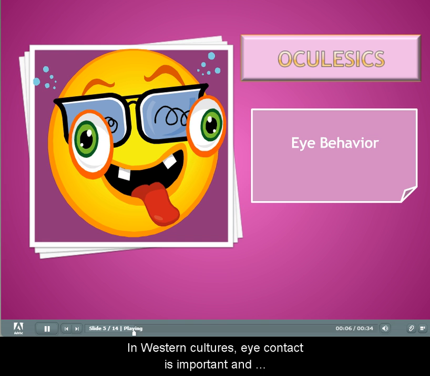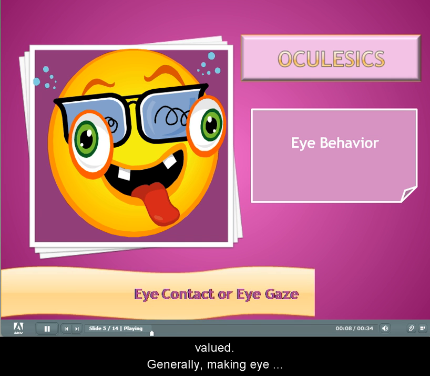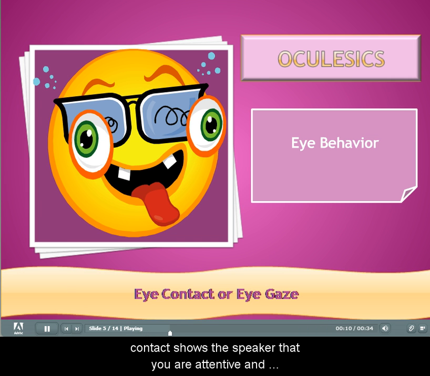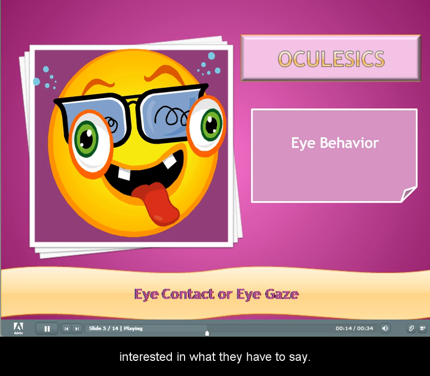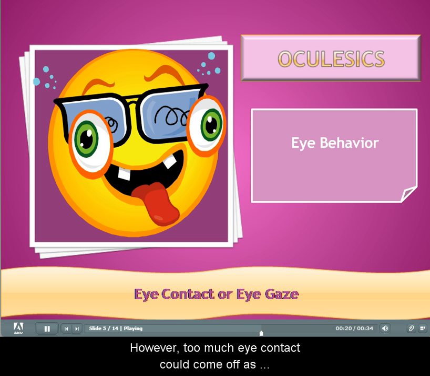Oculesics refers to our eye behavior. In Western cultures, eye contact is important and valued. Generally, making eye contact shows the speaker that you are attentive and interested in what they have to say. It is also seen as a sign of confidence. However, too much eye contact could come off as staring and offend some people.